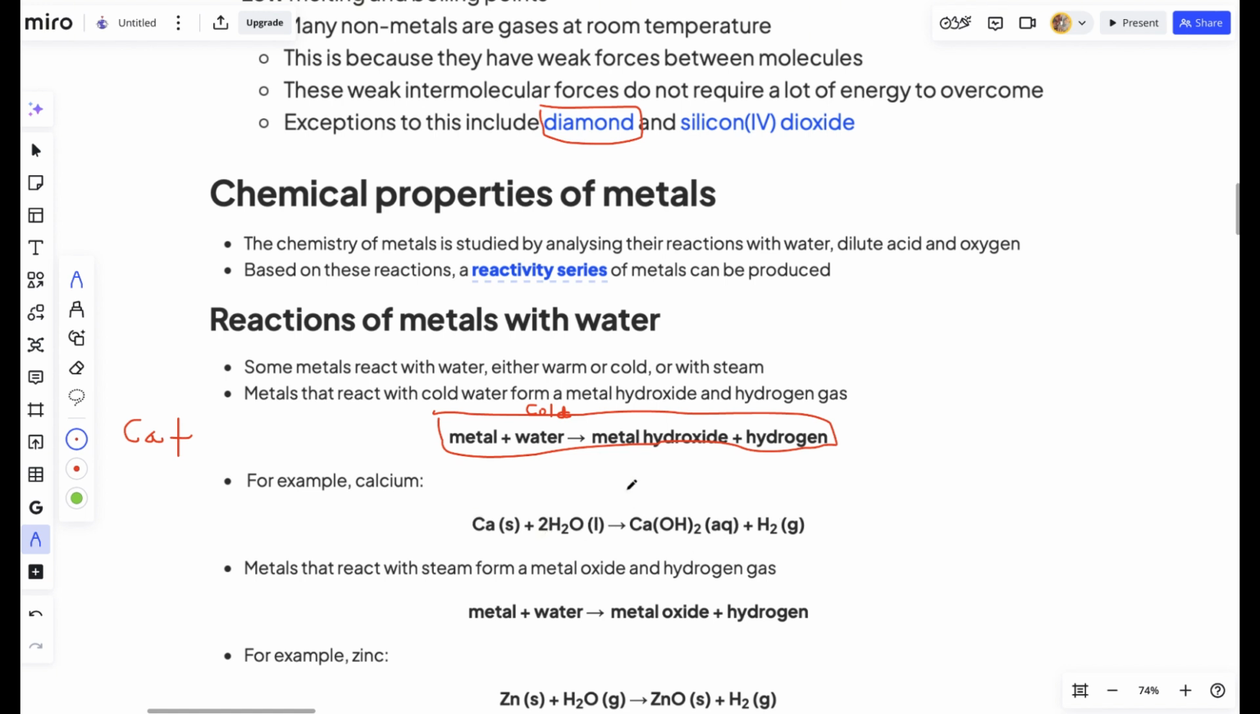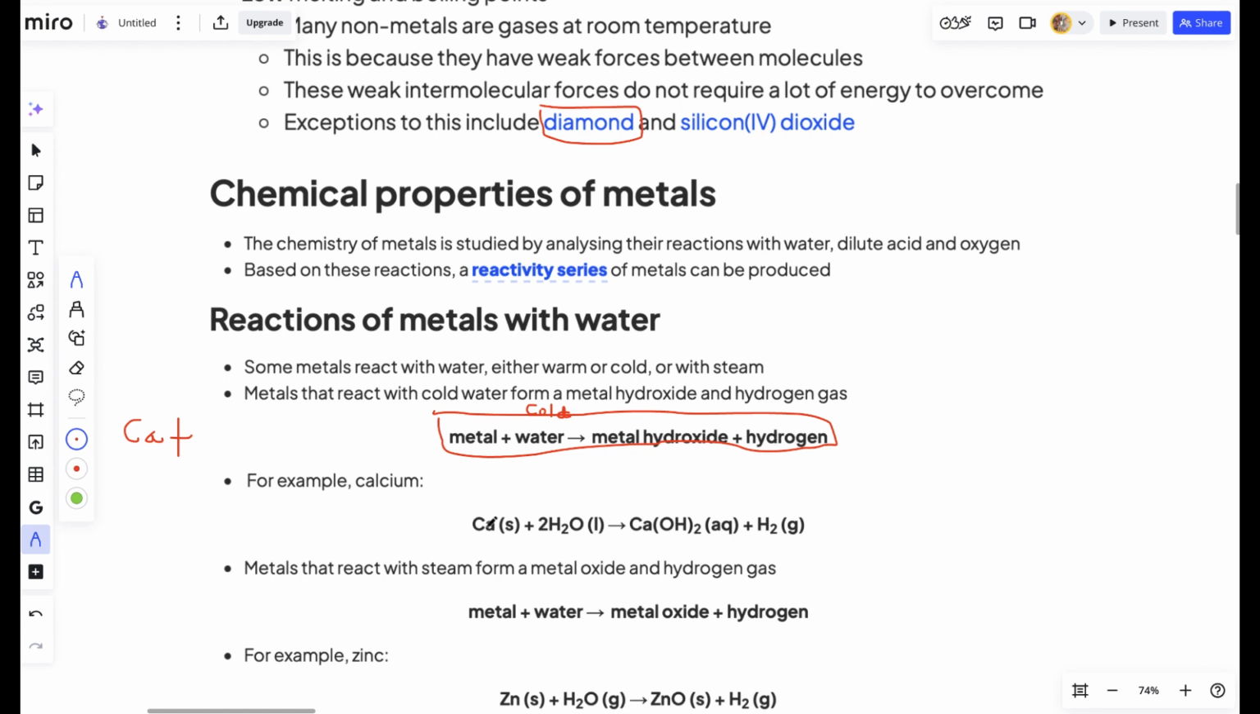So when metals react with water, they form metal hydroxide. It depends on the metal. If it's calcium, it becomes calcium hydroxide. If it's zinc, it becomes zinc hydroxide. If the metal is sodium, it becomes sodium hydroxide. If the metal is potassium, it becomes potassium hydroxide. So when a metal reacts with water, it forms metal hydroxide and hydrogen gas.